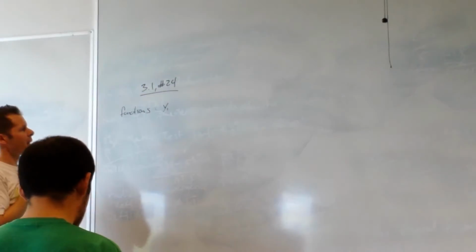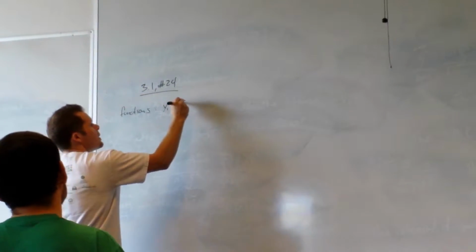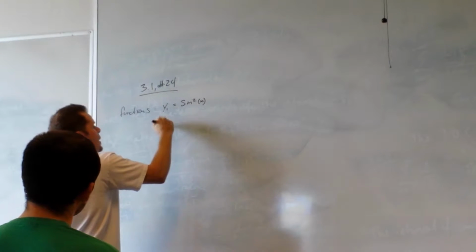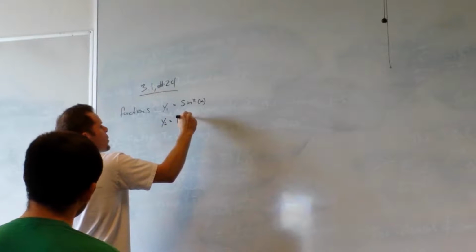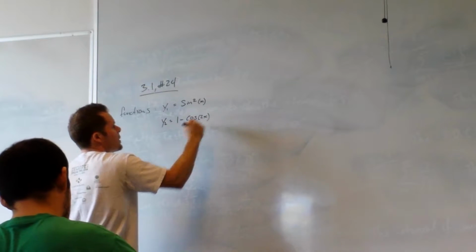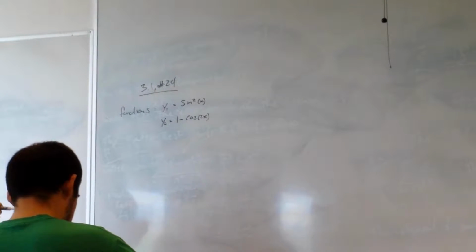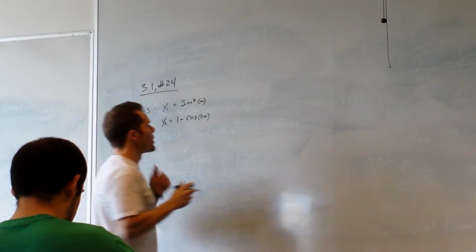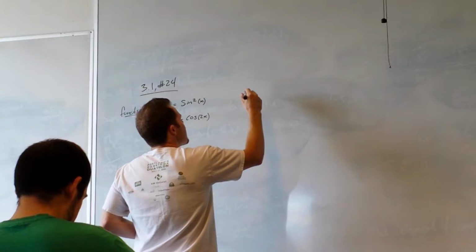So what are the functions they gave? First one is sine squared x. Second one is 1 minus cosine of 2x. Okay. And just writing it down, you feel that there are, of course, identities that may come into play.